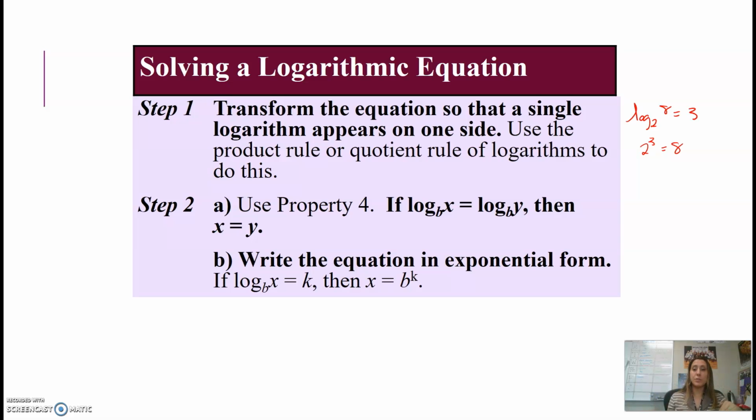So that's what those two steps say all together: we're going to rewrite, we're going to condense, and we're going to try to get things so that we can start isolating and solving.